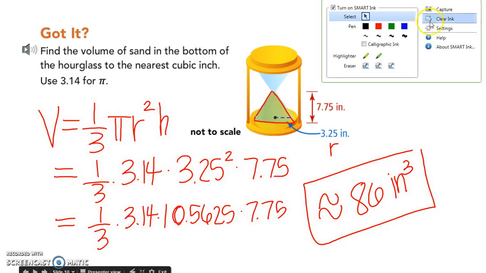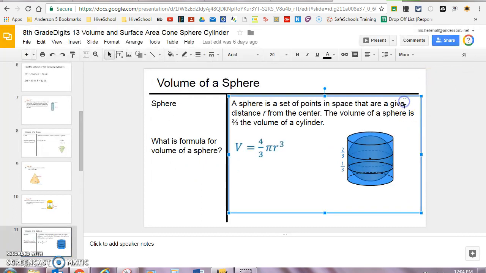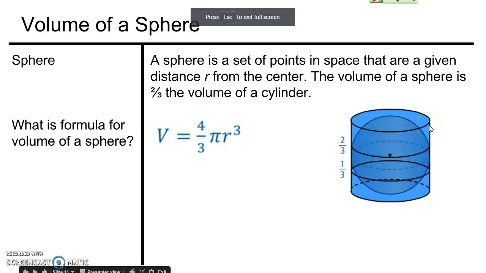Last shape is sphere. Copy this into your notes. A sphere is a set of points in a space that are, that should say given. Let me change that real quick. A given distance r from the center. So r is our radius of the sphere.